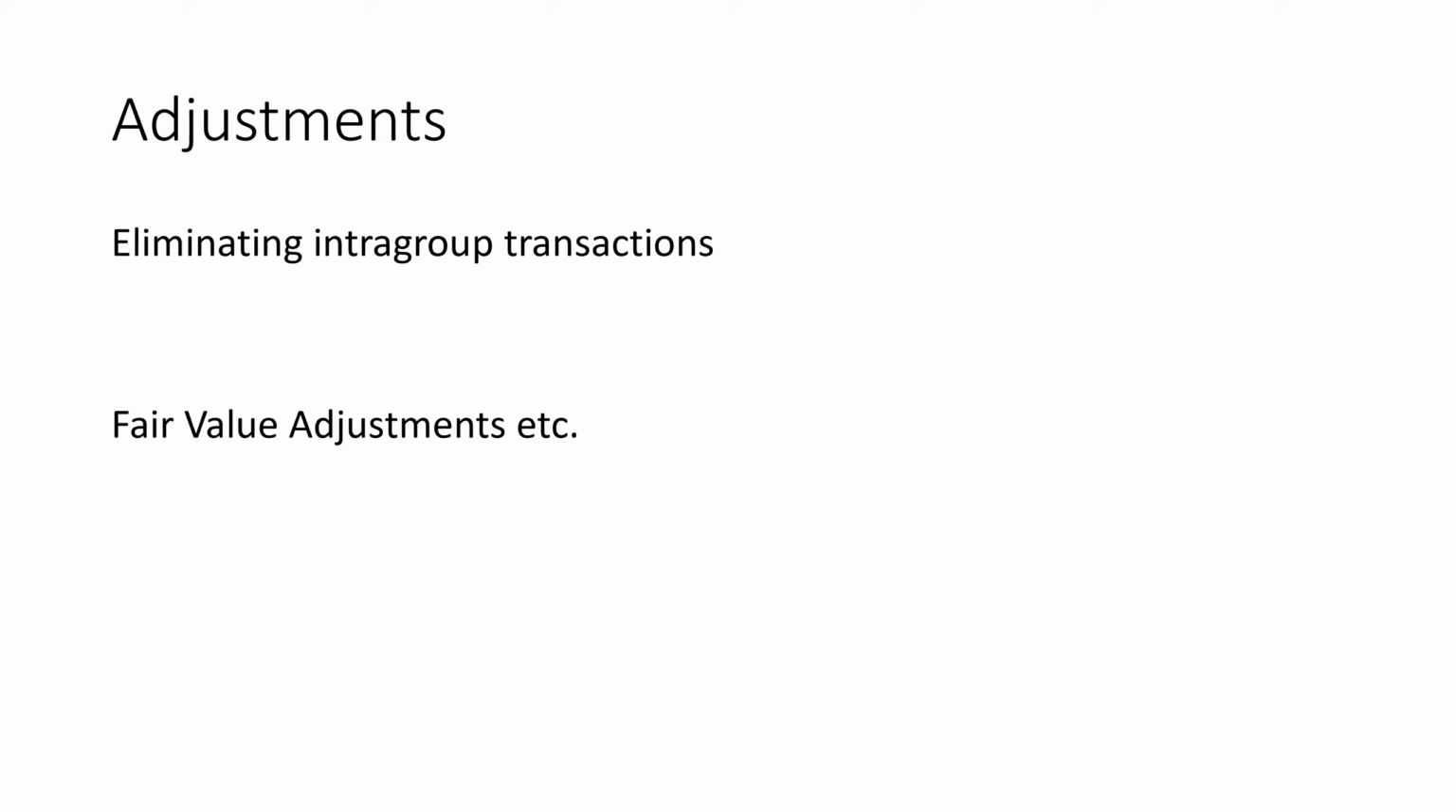Hi everyone, so we're going to continue looking at those adjustments that often come up in exam questions. And as I said, they're in two groups basically. There's the one where you're eliminating intra-group transactions, and then there are all the others. Okay, basically.